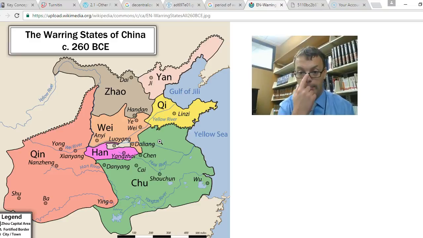And it's where, like we talked about, it's very significant also because it brings Taoism and Confucianism into China, which is a reaction against all this violence. And we see right here the Qin. And the Qin are going to become big players because they're going to win this battle. So let's get to our next word.